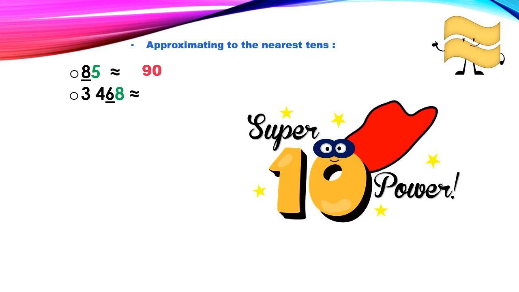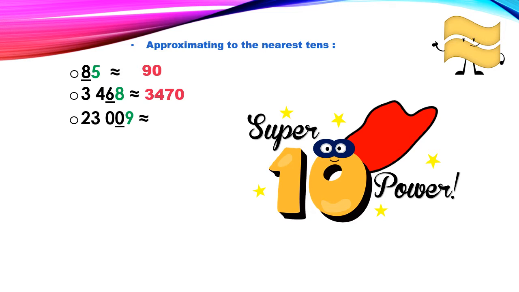3468. What is the digit in the 10 place? Very good, it's 6. Underline 6 and look at the digit before it. What is the digit before it? It's 8. 8, rich or poor? Rich. Very good. I will replace 8 with 0 and add 1 to 6, it will be 7. So the answer will be 3470. Another example.